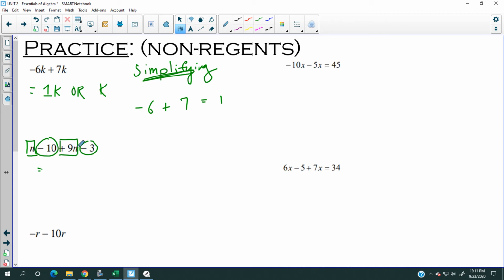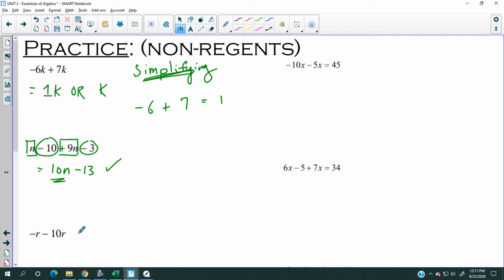Now what's n plus 9n? How many n's are there? 10. 10n. Negative 10 minus 3 is what? Negative 13. And that's it. Simplest form. Also, whenever you can, put the term with the letter in the front. The letter should go first and then be followed by the number or the constant.